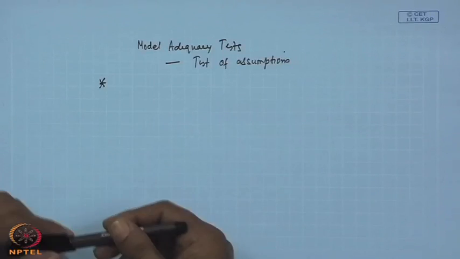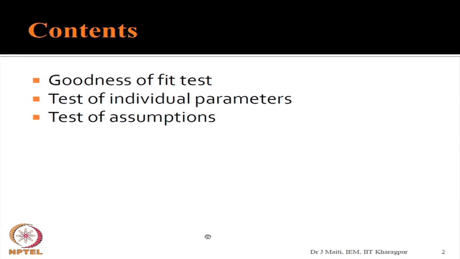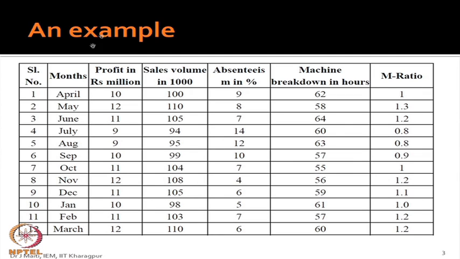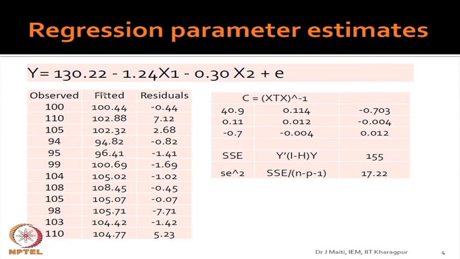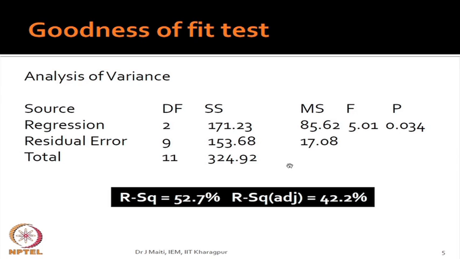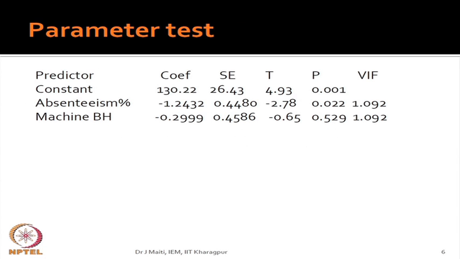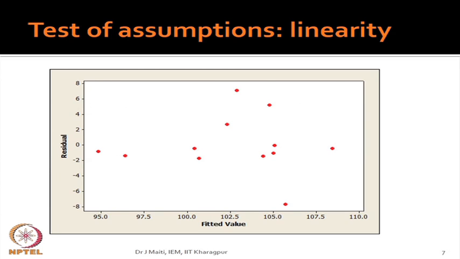Now let us look back at what we have completed so far under multiple linear regression. We have taken this data set, then fitted the regression equation with sales volume y, machine breakdown hours x2 and absenteeism x1, and these are the observed values, the fitted values and residuals, and this is your X transpose X inverse matrix, which we have used to calculate some of the regression statistics. Analysis of variance we have completed. We have also completed the parameter test. Then today's topic is test of assumptions.